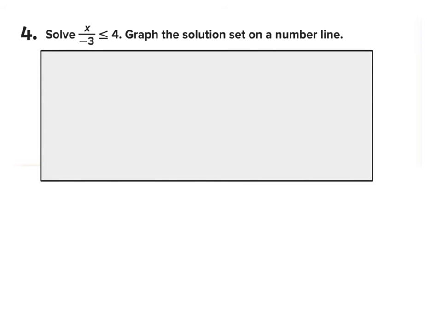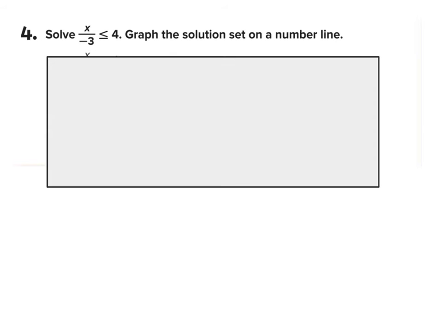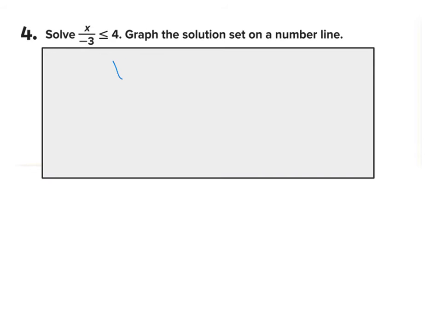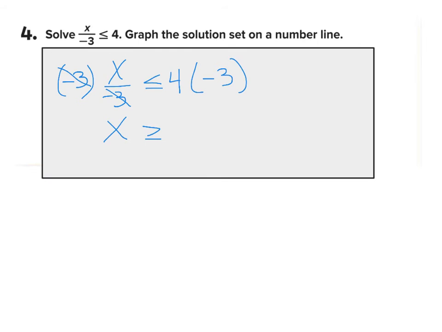Number 4, solve x over negative 3 is less than or equal to 4. If I multiply both sides by a negative, I have to switch my sign. Negative 3 times x divided by negative 3 becomes just x. And 4 times negative 3 is negative 12. So x is greater than or equal to negative 12, and now I have to graph that.